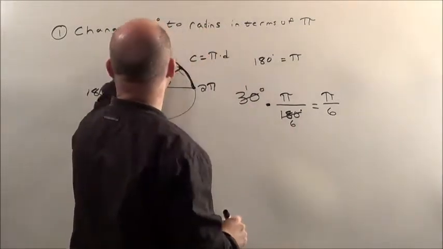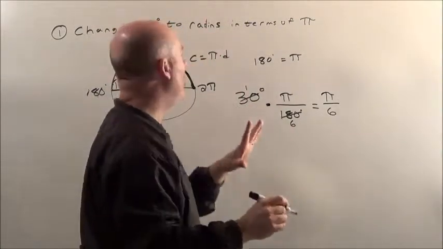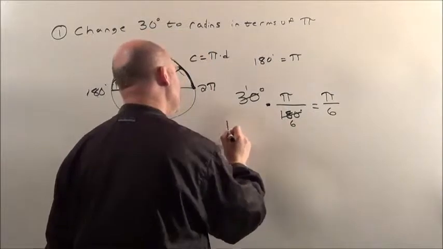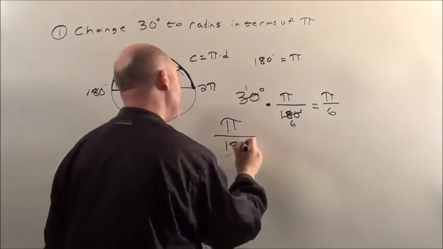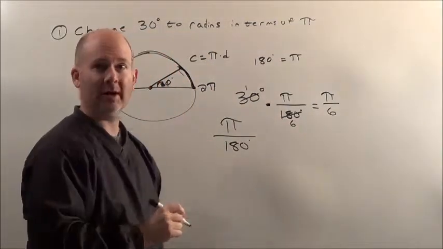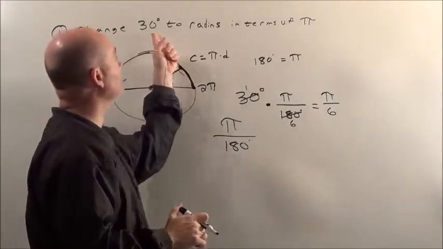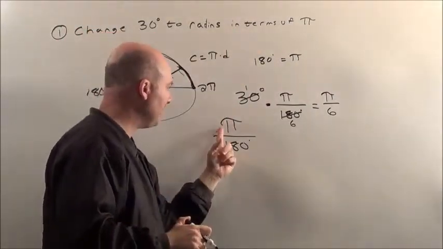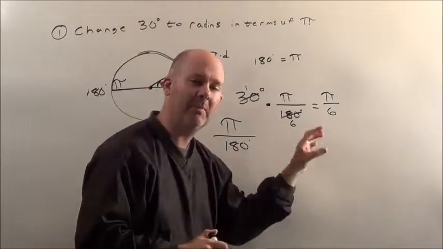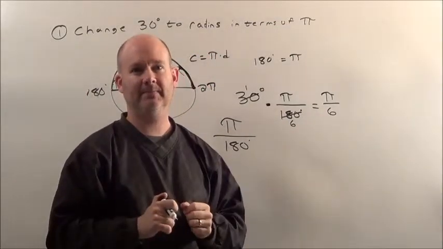But in terms of changing degrees to radians, all you're going to do every single time is multiply by that, pi over 180. Every single time I'm trying to change degrees to radians, I'll multiply by pi over 180, and that'll put my answer in terms of pi. That's how we do it.